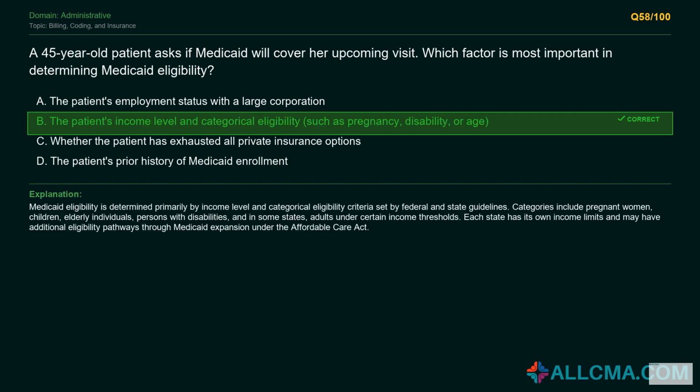The correct answer is B. Medicaid eligibility is determined primarily by income level and categorical eligibility criteria set by federal and state guidelines. Categories include pregnant women, children, elderly individuals, persons with disabilities, and in some states, adults under certain income thresholds. Each state has its own income limits and may have additional eligibility pathways through Medicaid expansion under the Affordable Care Act.